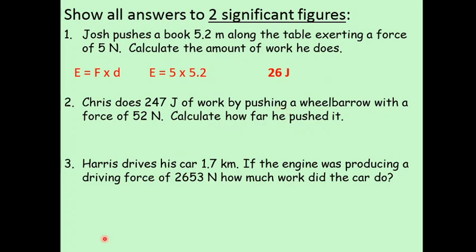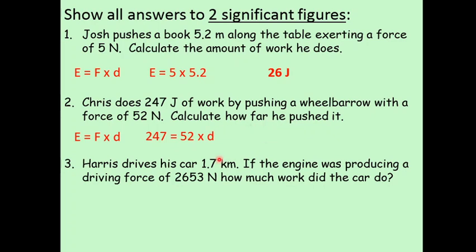For the second one, we have got an amount of work that's been done pushing a wheelbarrow, and we've also been given the force, and we need to calculate how far it's been pushed. So here we're calculating the distance. If we go through the same process again, we recall the equation and substitute the numbers in. So the work done replaces the E, which stands for work done, 247 here. The force in the question is 52 newtons, so we can substitute that into the equation. Instead of the F, we put the 52 newtons in and then times that by D for distance, which we don't know yet because that's the one we're trying to work out.